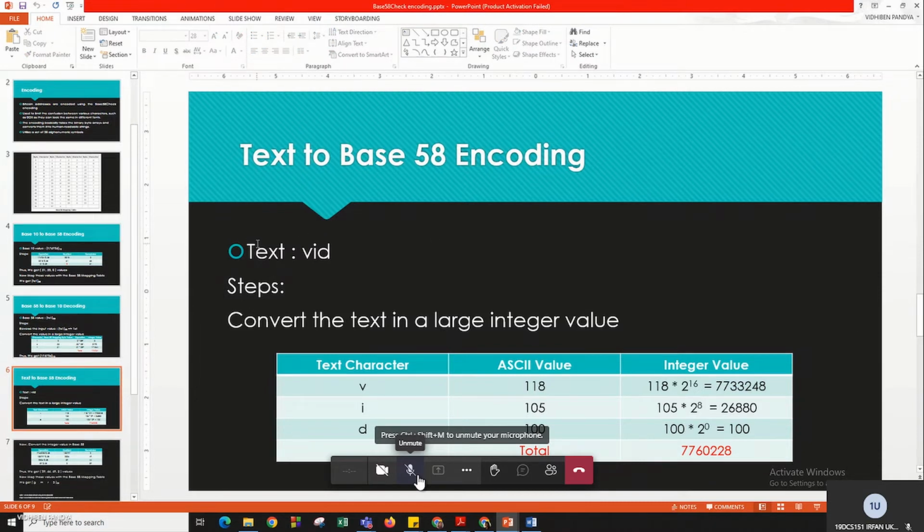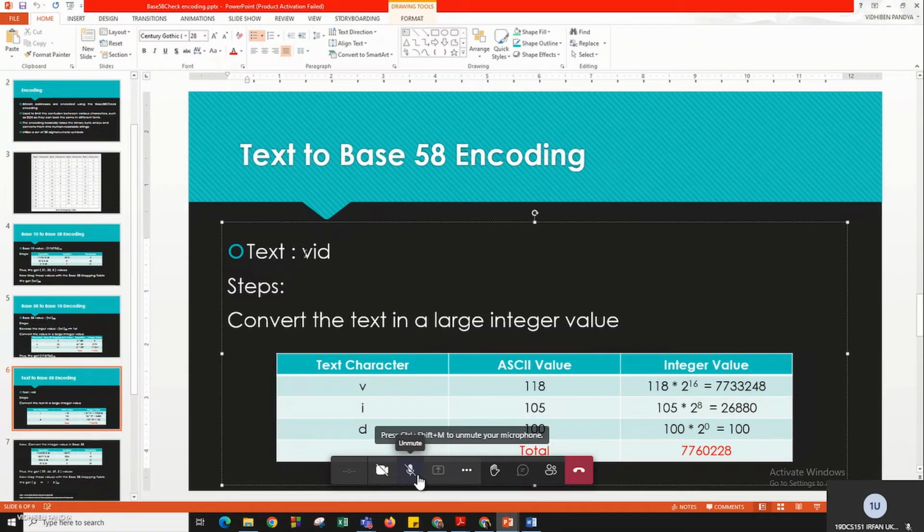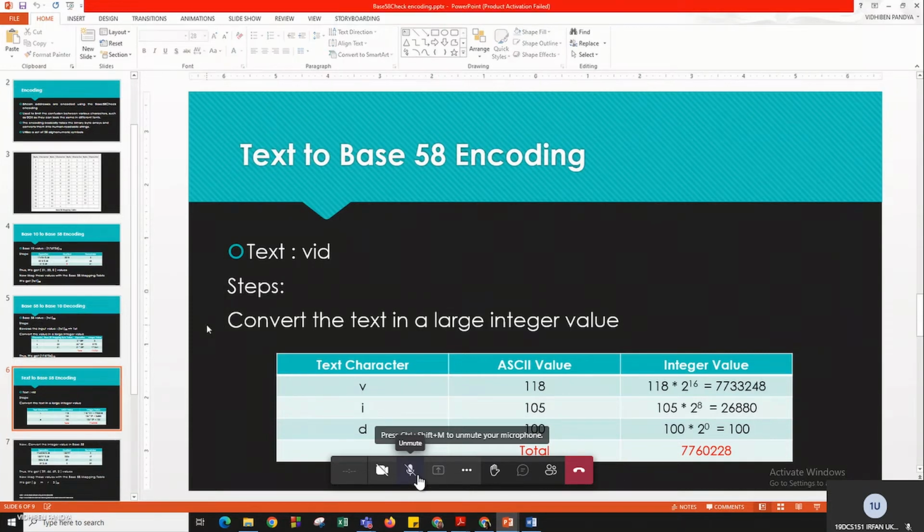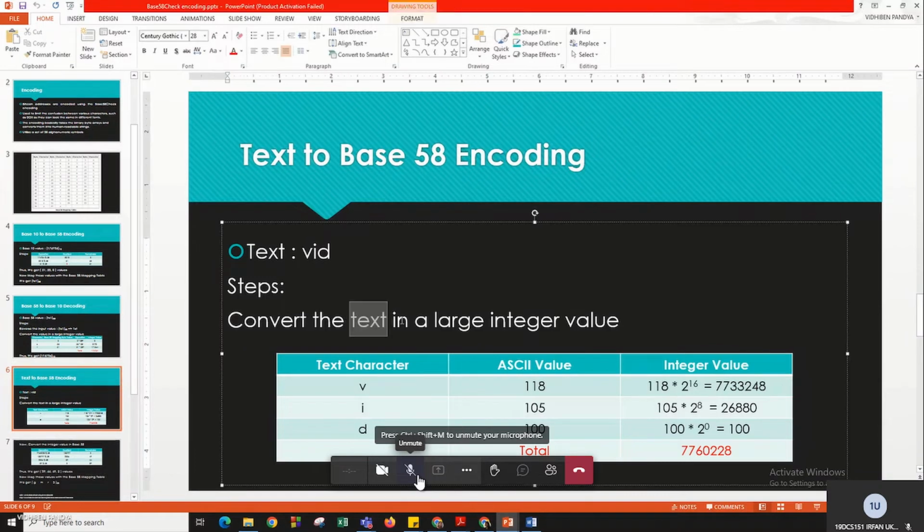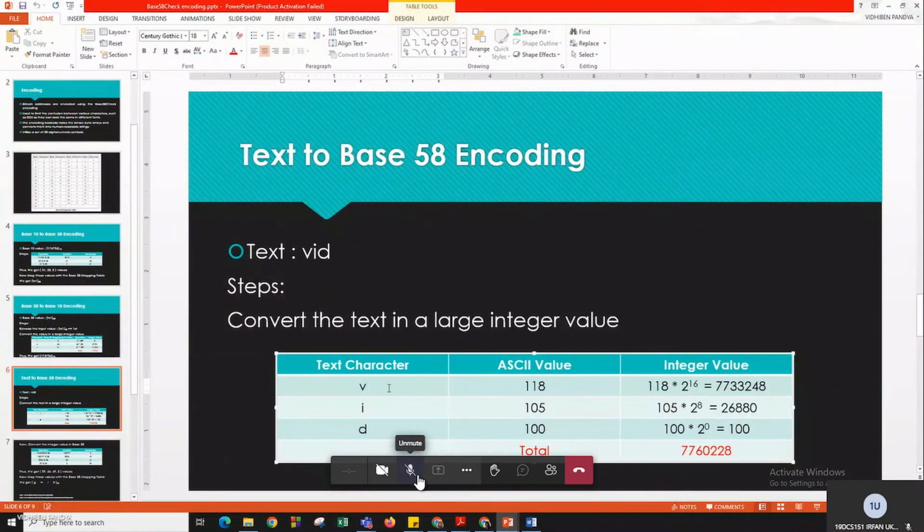Okay, so for example, in our case the input which is given to us is "vid", and we are going to convert this text value into base 58. So which steps do we need to follow? First of all, we need to convert our text into a large integer value. For converting it into a large integer value, we should know the ASCII value of the characters. Over here, all the characters are in lower case.